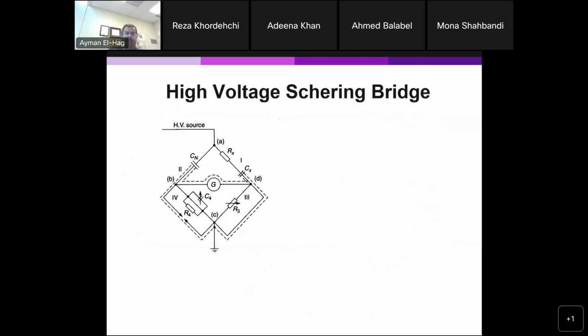Let's see how we do the measurement here. We use what we call the Schering bridge. Now, what is a bridge? Let's just talk about it generally speaking. A bridge, like for example, the Wheatstone bridge, it's the same principle. In a Wheatstone bridge, we use that bridge to measure unknown resistors. We use it, for example, in the context of measurement to measure the change of the resistance, for example, in a sensor.